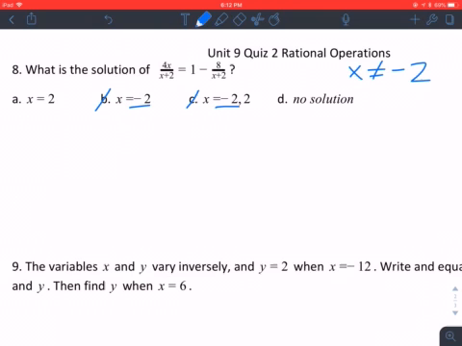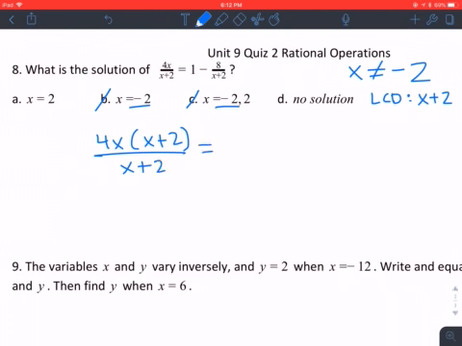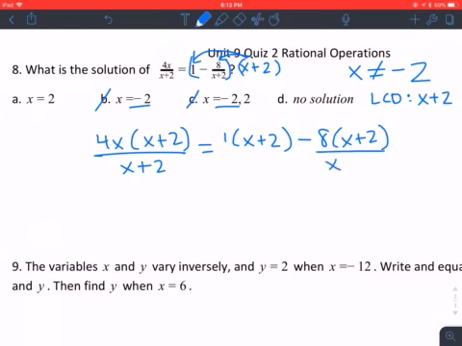So when I solve this, remember, you need to find your least common denominator. In this case, it's just x plus 2. So I would multiply my numerator, 4x, times x plus 2. Whatever I do to one side, I have to do to the other. So I'm going to multiply this whole right side also times x plus 2. But we have to distribute it. So we have 1 times x plus 2 minus 8 times x plus 2, and that's over x plus 2.